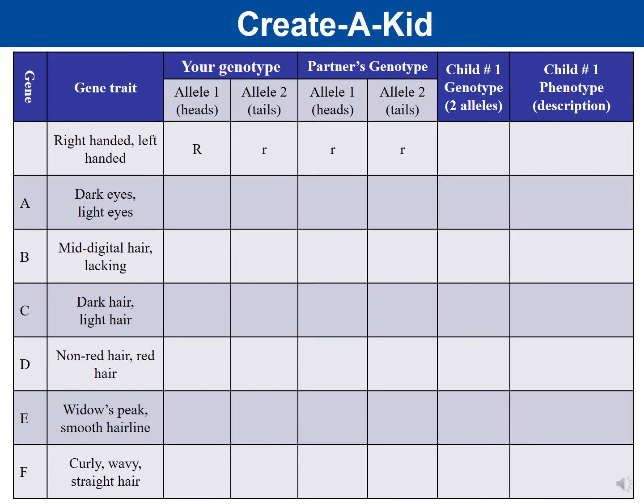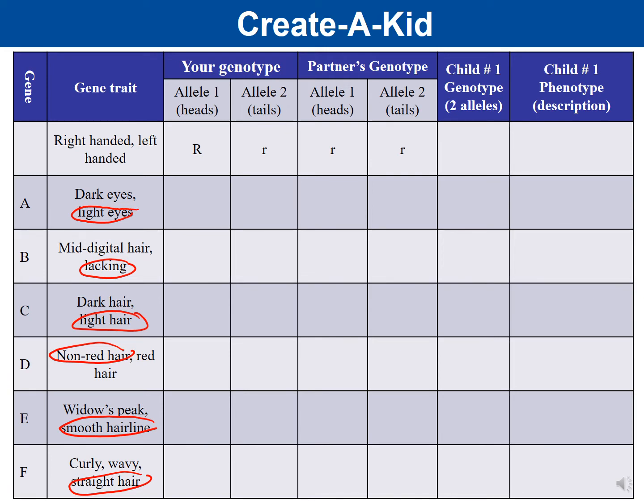So let me fill this in for you. These genes over here look a little bit different on yours, but I put this here to simplify it for you so that you could see what the phenotype is. So again, I had circled light eyes. I circled mid-digital hair lacking, light hair, non-red hair, smooth hairline, and straight hair. So based on my table 7.1, I'm going to write in my genotypes.